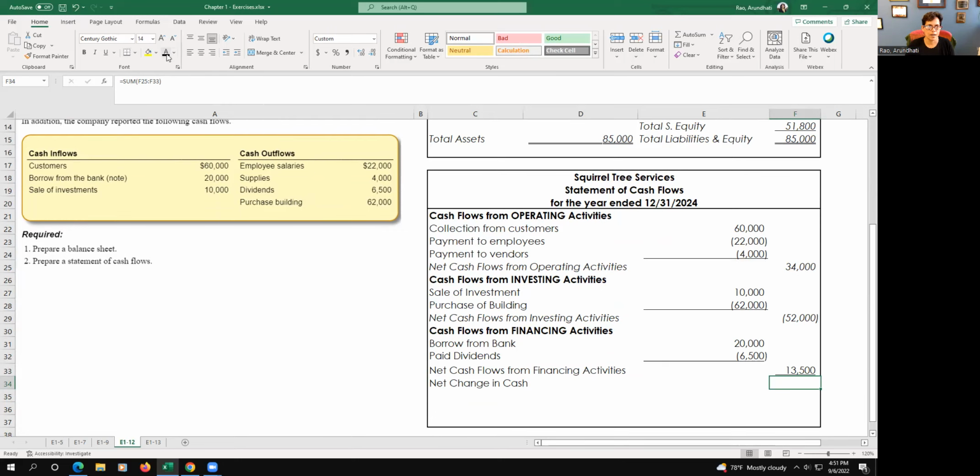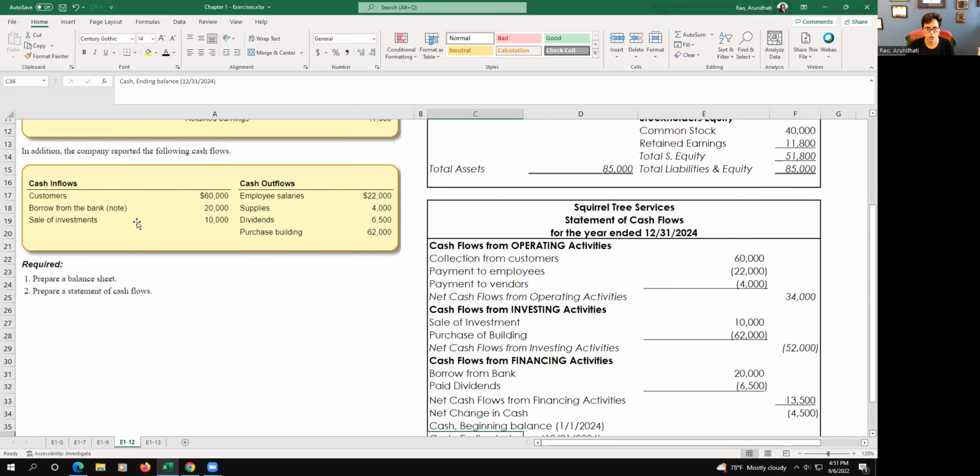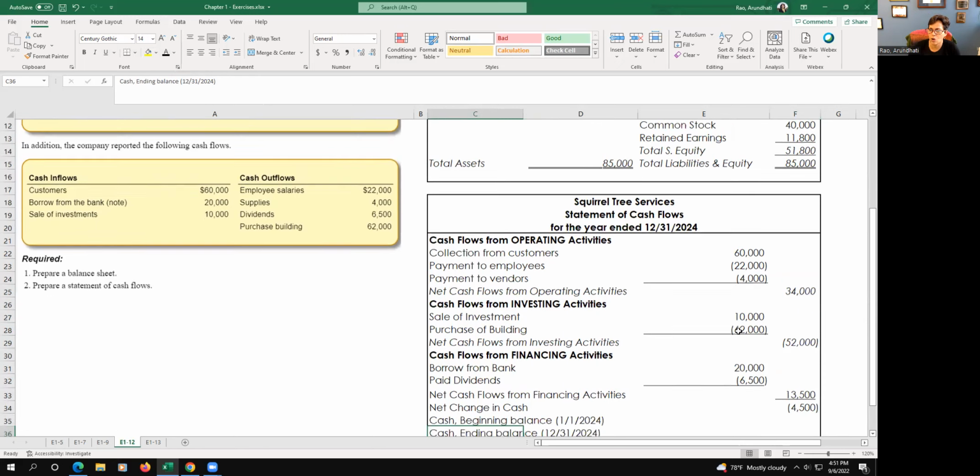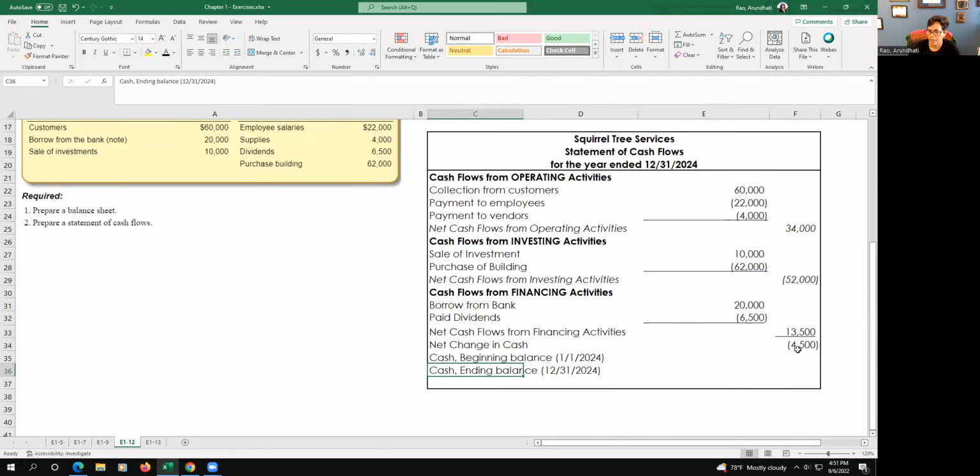Let me see if this works. I've 34,000 positive number minus 52 and positive 13,500, giving me 4,500. Now, again, from the previous exercise, what you know is cash beginning balance. When you add that, you get the cash ending balance. Now, neither of that information has been given over here. When you're working on Connect, what happens is this 4,500 just populates down over here as cash ending balance.